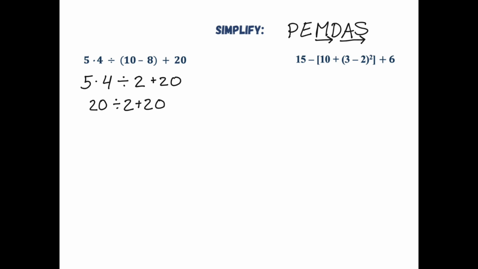And then I have division and addition. Division comes next, MD before AS. So 20 divided by 2 is 10. Bring down the 20, and my last step is to add them together.